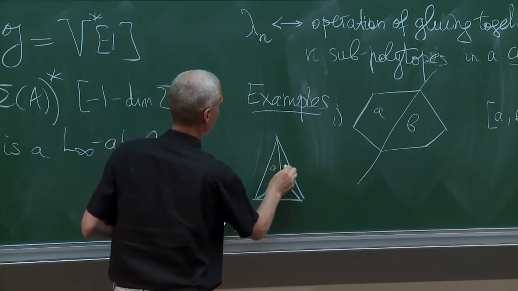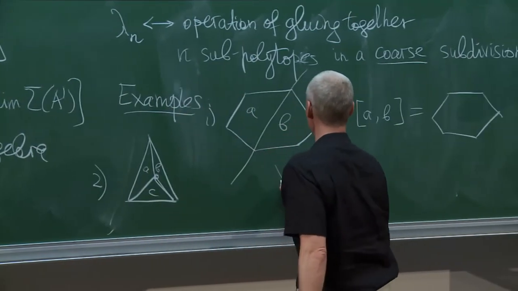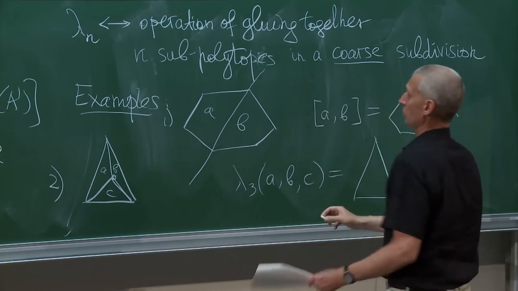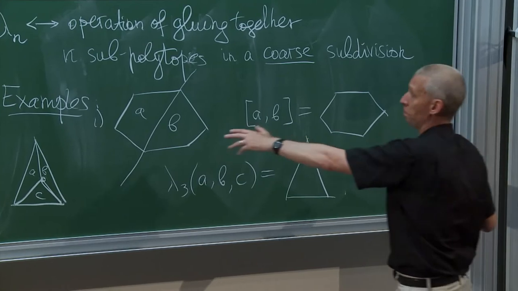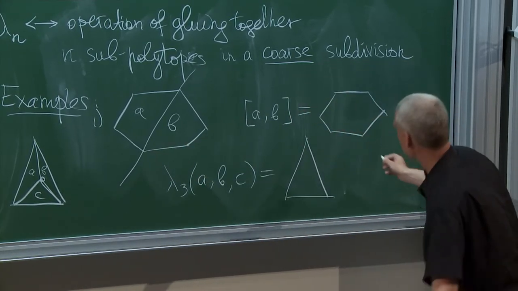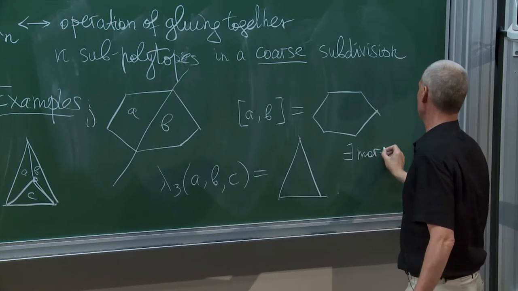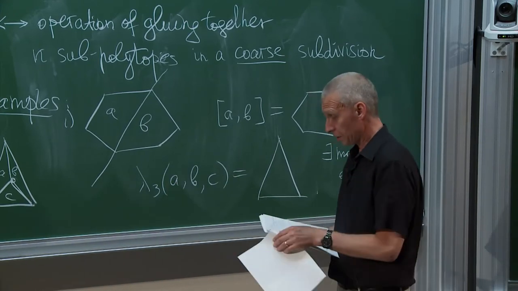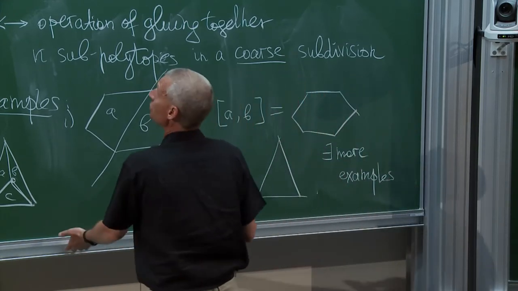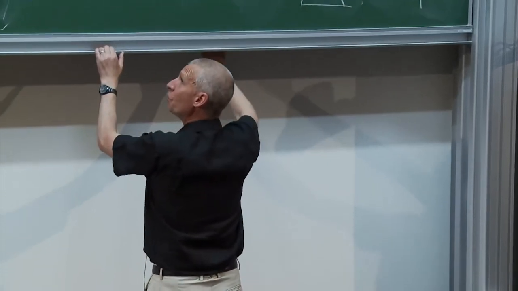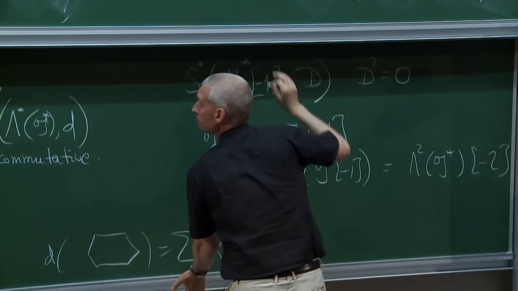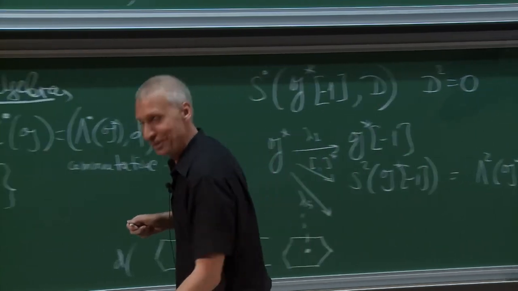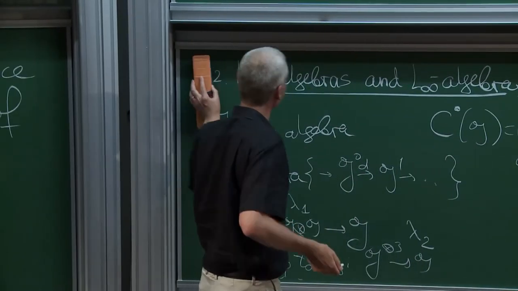If there are three parts, A, B, and C, then lambda three of A, B, C would be the whole thing. And in general, in higher dimensions, there are many more possibilities for doing this. So there exist more examples. So it's sort of a geometric way of formulating gluing together polytopes. Yes, gluing together is geometric, and this is algebraic.